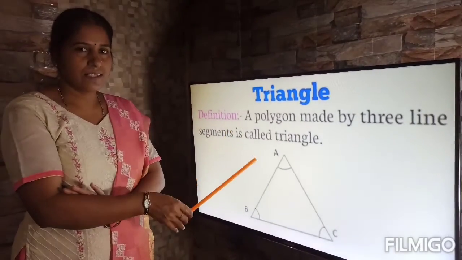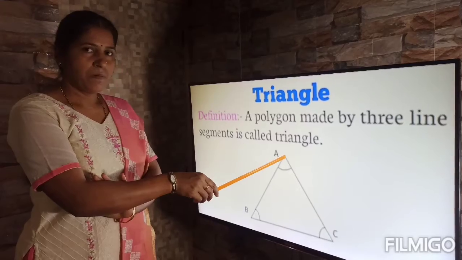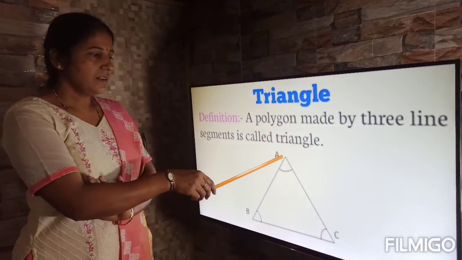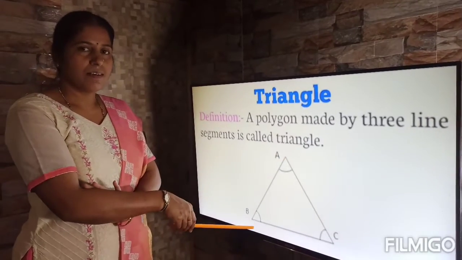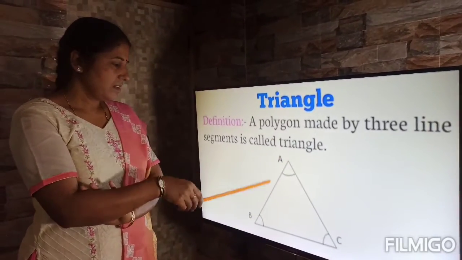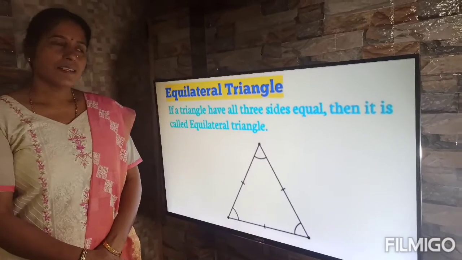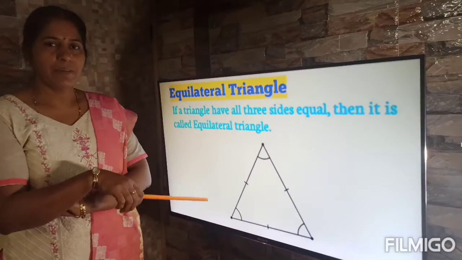A triangle has 6 elements. Vertex A, vertex B, vertex C. These corners are called vertices. 3 vertices and 3 sides. Children, now we'll study one by one.